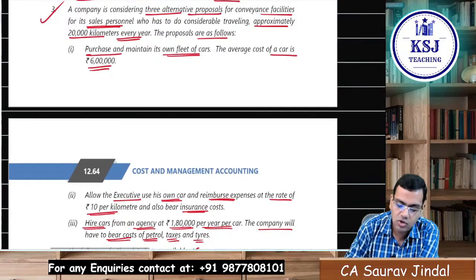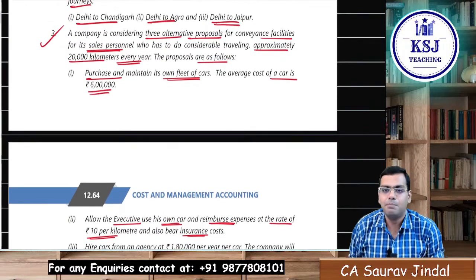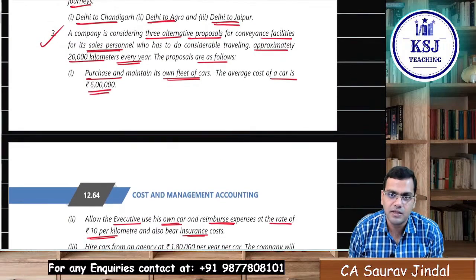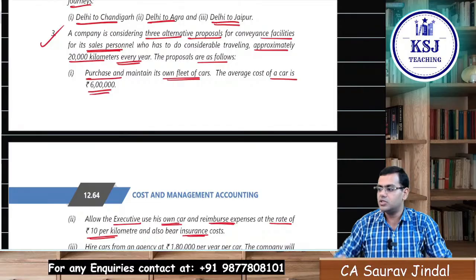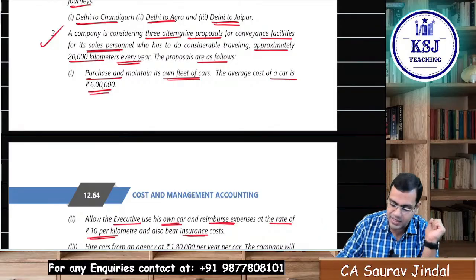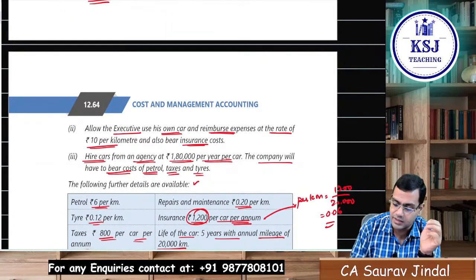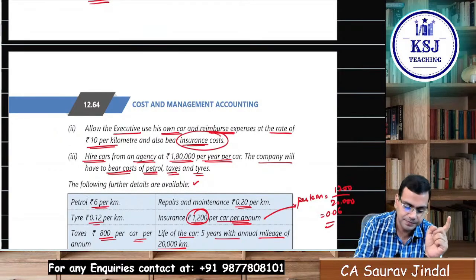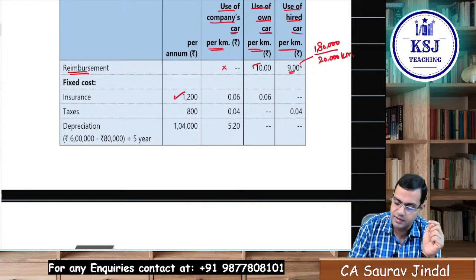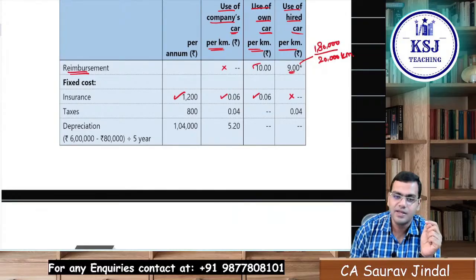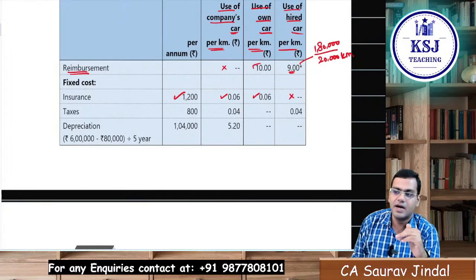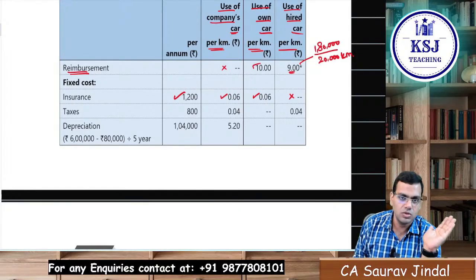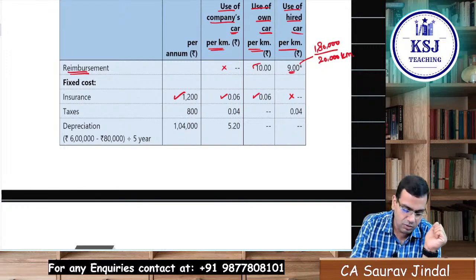So in the first alternative, when it is the company's car, the company is bound to bear the insurance cost. Nobody else is going to bear it. In the second case, it is clearly mentioned that they will bear the insurance cost, 0.06. But in the third case, if they hire the cars, the company is not going to bear the insurance cost. As simple as that. Now, taxes.